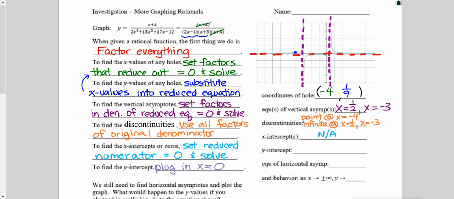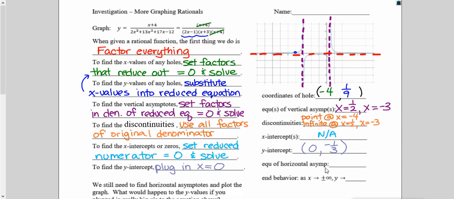To find the y-intercept, for any coordinate on the y-axis, the x value will be 0, so I'm just going to plug in x equals 0, and I can plug that into either form right here. I would get the same answer. I get -1/3 when I simplify that, so (0, -1/3) is my y-intercept.